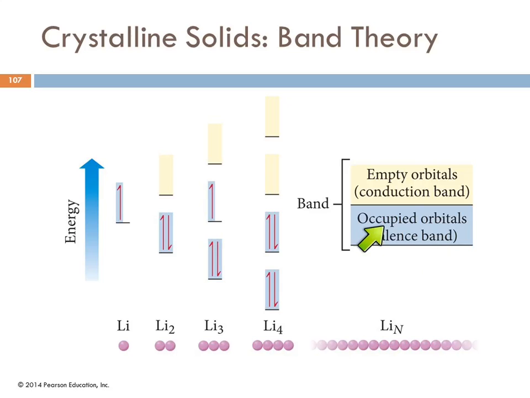These are called the valence band. So these are the bonding orbitals, and that's where the valence electrons are. That's why they call it the valence band. That's going to be full. And then right above that are the empty antibonding orbitals. This is called the conduction band.